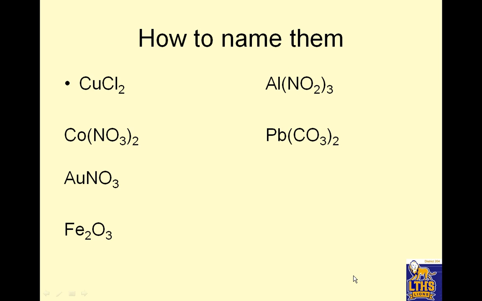All right, so what if you are given these and you need to write their name? Well, look at this, CuCl2. Metal, non-metal. This is an ionic compound. Write the name of the first thing, copper. Write the name of the second thing, making it ide, chloride. But wait, check to see if your metal is an always metal. Copper is not always. So that means I need a Roman numeral to tell me the charge.